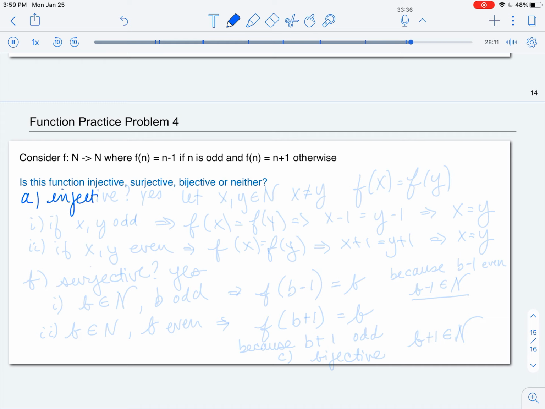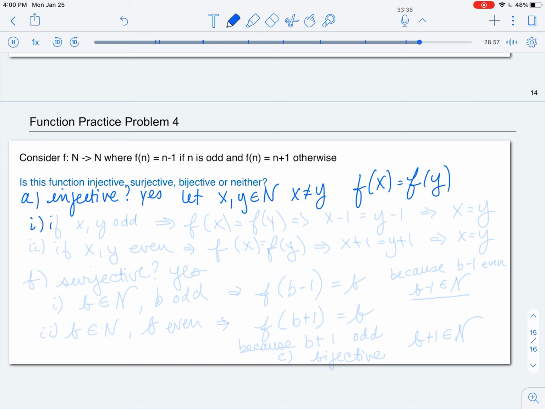My claim is that it is injective, and let's just consider how this can be. So let's consider x and y, non-negative integers that are distinct, that are not equal to each other, such that they map to the same point in the codomain under f. So if x and y map to the same point in the codomain, they must have had the same parity, so they must have both been odd or both been even, because f changes their parity from odd to even and even to odd. So we have to consider each of those cases.